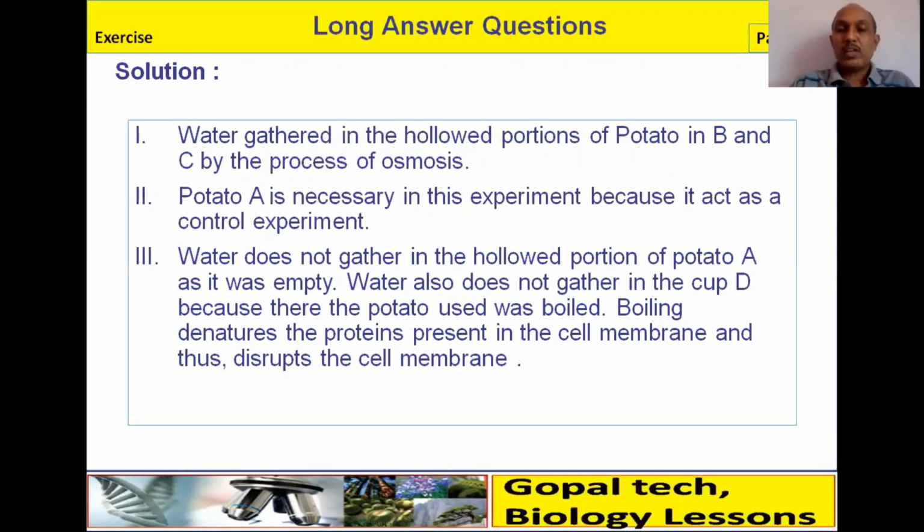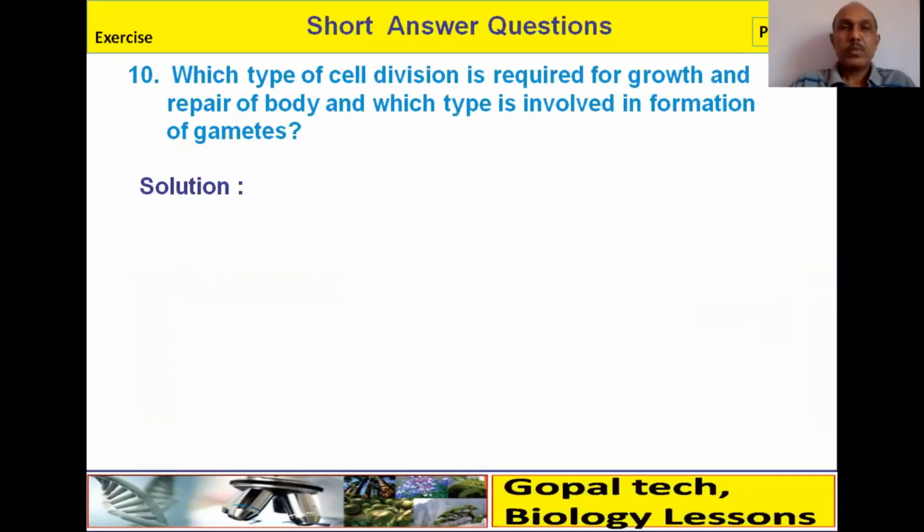Water also does not gather in the cup D because the potato used is boiled, and boiling denatures the proteins present in the cell membrane and thus the cell membrane gets disturbed. So ये important है. Even same experiment I have given in that resin and egg. आप भी उसको कर सकते हैं.